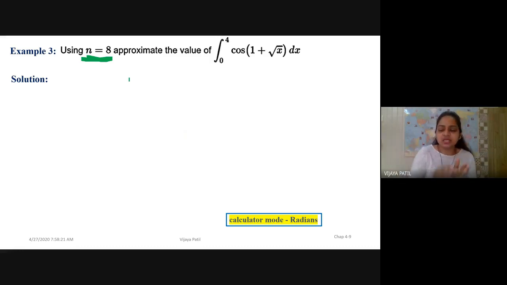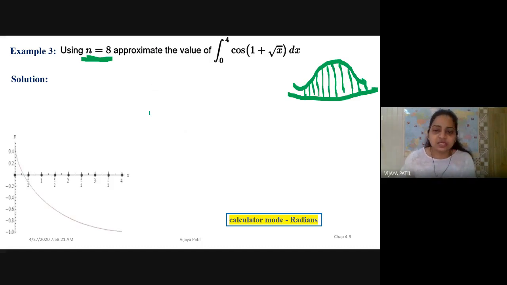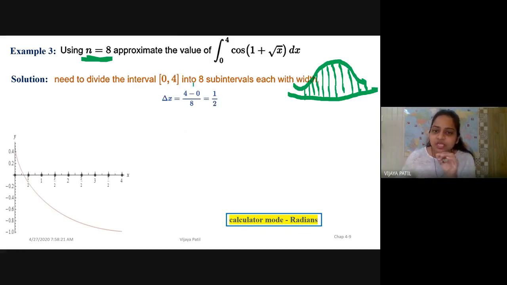Otherwise, if we take under this curve a greater number of smaller intervals, you'll be getting a more accurate answer. However you are dividing these intervals, the more intervals, the more trapezoids, the closer the answer. That means the error will be less here. So this is the curve, and we are dividing into 8 parts. That means 0 to 4 into 8 means 4 minus 0 by 8, which is equal to half.